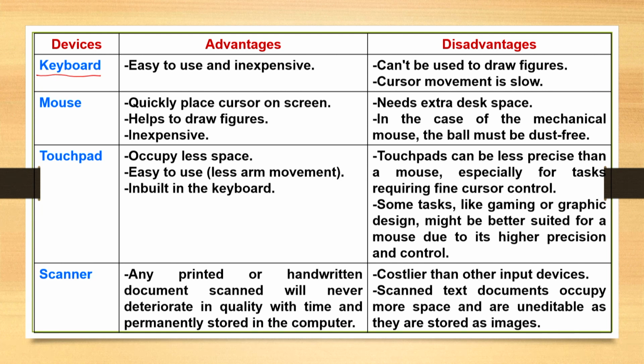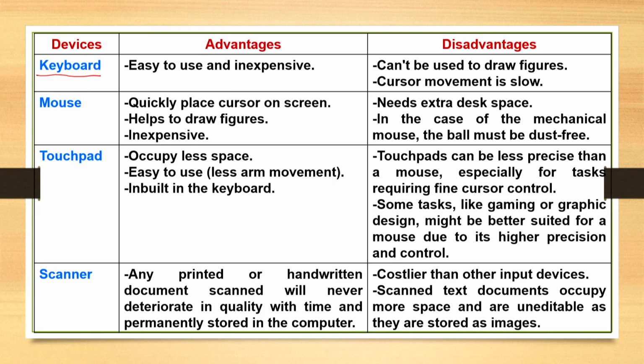It is mainly used to write digits, alphabets or special symbols on the monitors. Keyboards may be wired or may be wireless. Nowadays, people are using the wireless keyboards. But the problem with the keyboard is what? We cannot draw figures by using the keyboards, and also the cursor movement is slow as compared to other input devices.